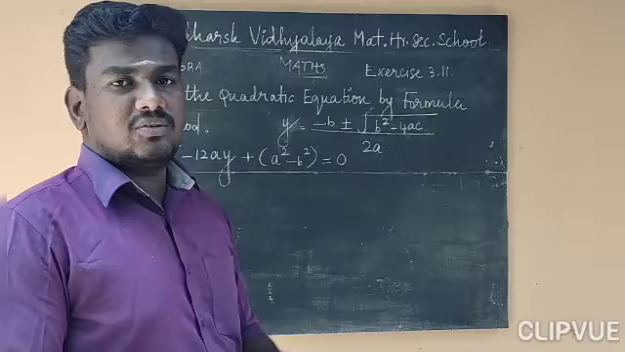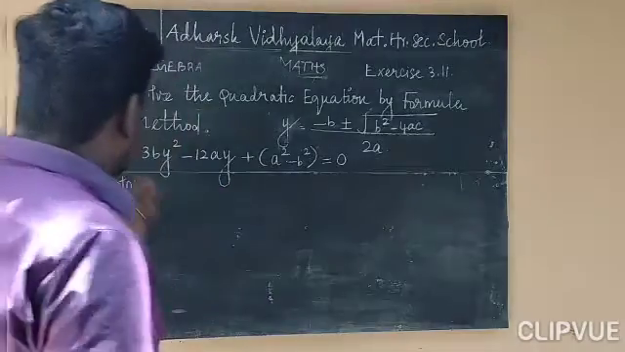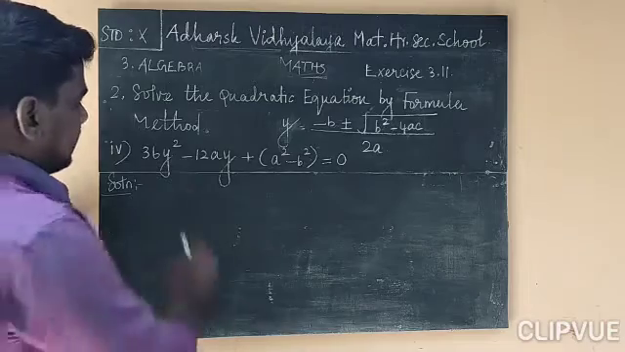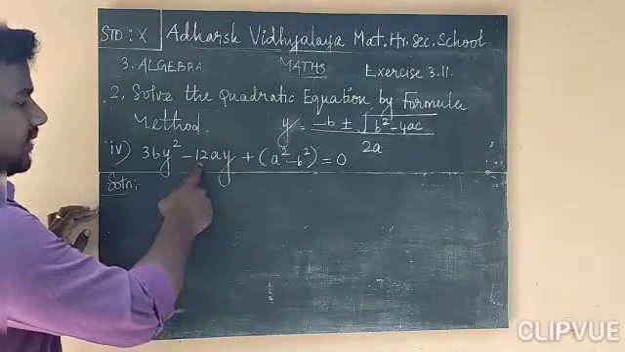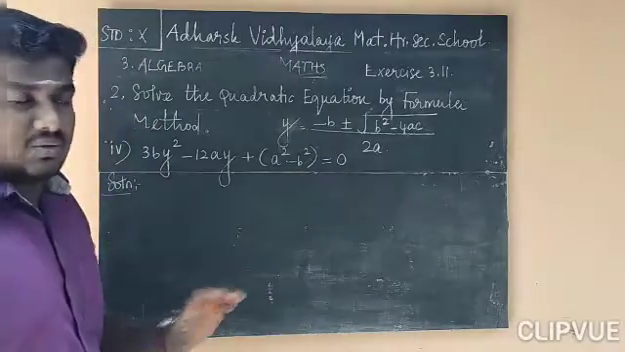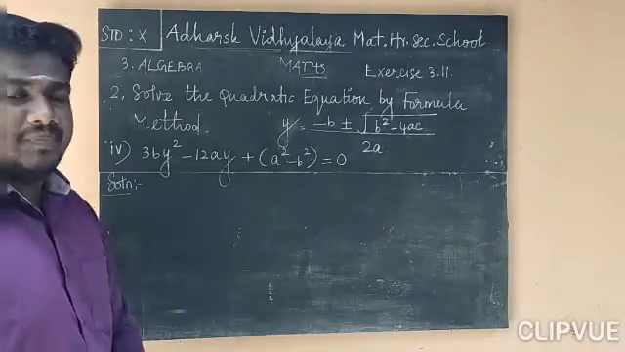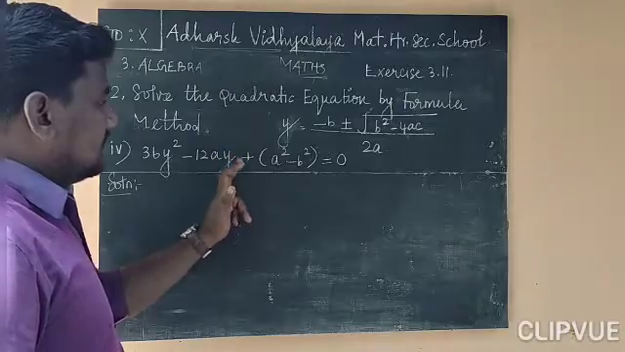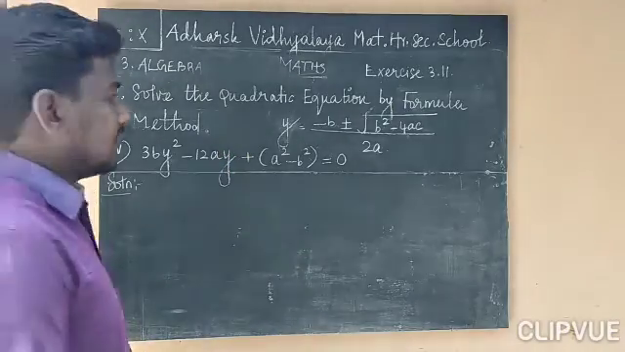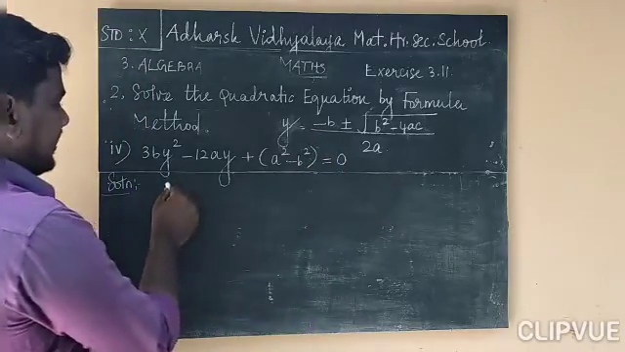Okay, let's move on to the problem. The question number 2, fourth subdivision. 36y square minus 12ay plus a square minus b square, which is equal to 0. This is the given question. Here the variable is y. Y is involved as a variable. So we can take the values.